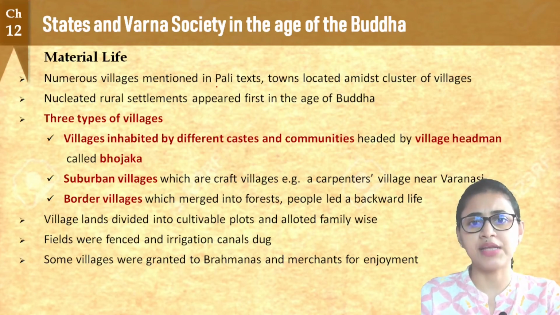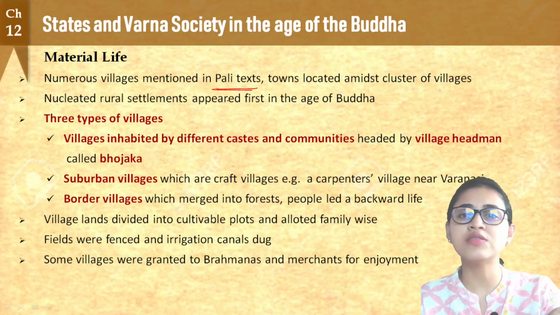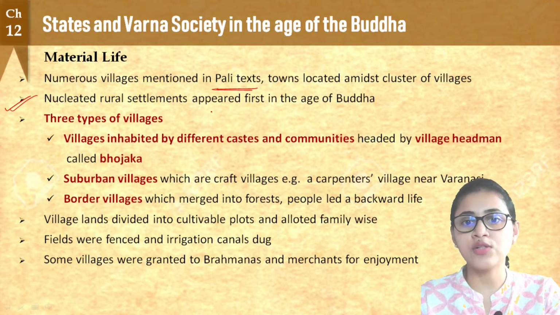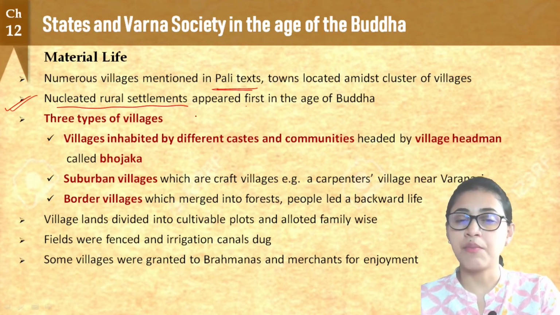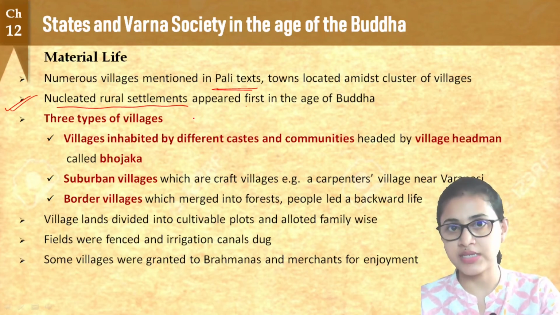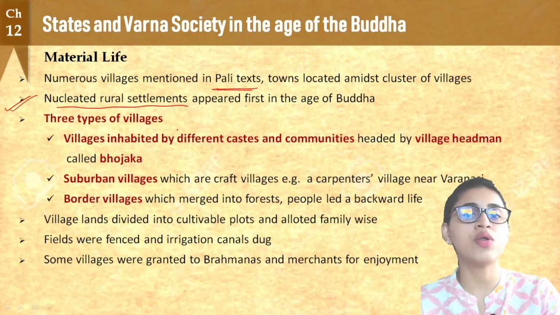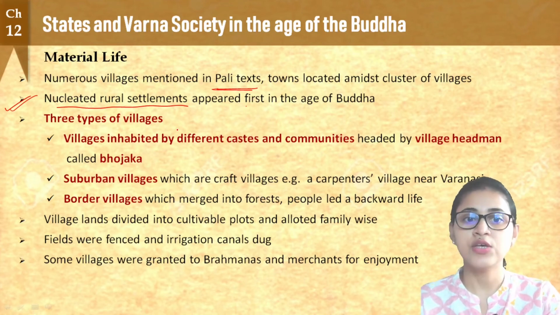The Pali texts mention numerous villages during that period. Numerous villages and towns were located amidst clusters of villages. And nucleated rural settlements also appeared first during the age of Buddha. What do we mean by nucleated rural settlements? These are settlements where people lived but the agricultural fields were outside of the settlement area. Such settlements were called nucleated settlements. They were only for people to live, not for agricultural purposes. Fields were outside of the settlements. Such settlements appeared first in this phase.